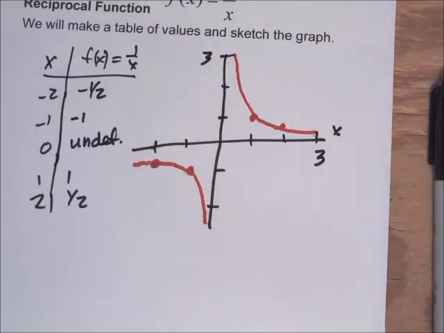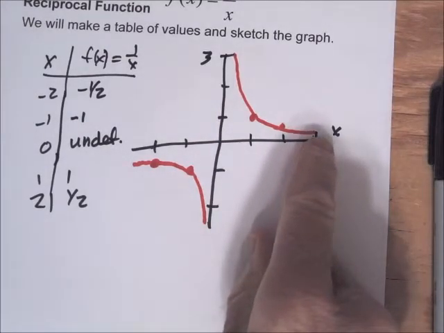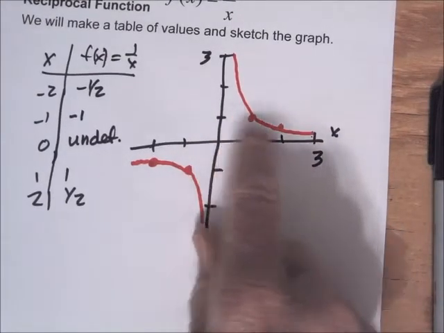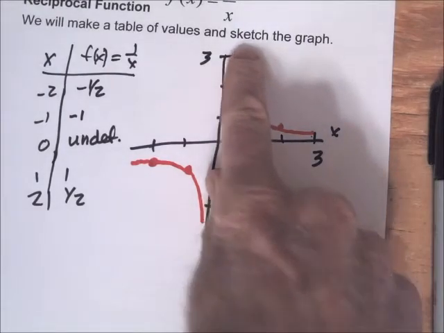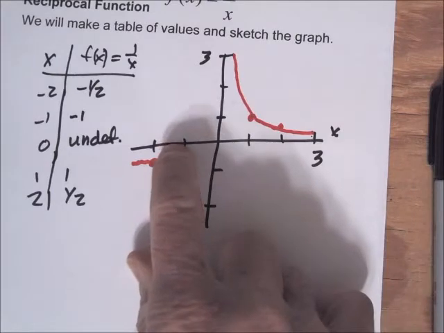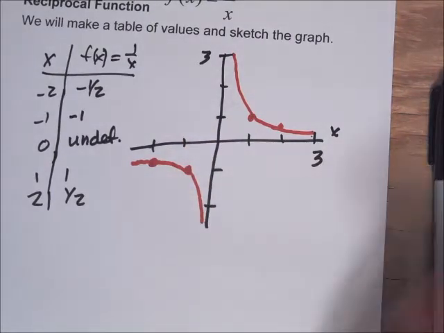So another illustration of limit. As x goes to infinity, f of x goes to 0. If x goes to 0 from the positive side, f of x goes to infinity. As x goes to 0 from the negative side, f of x goes to negative infinity.